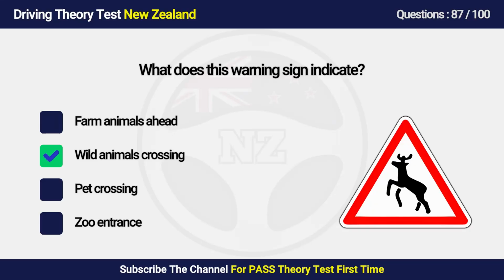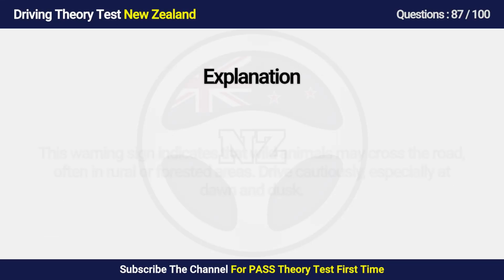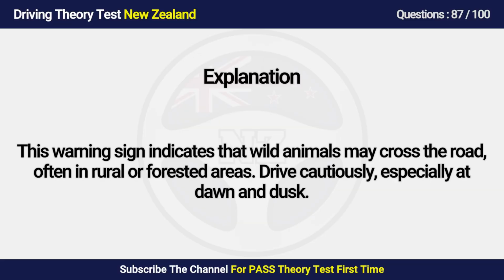Answer is B. Wild animals crossing. This warning sign indicates that wild animals may cross the road, often in rural or forested areas. Drive cautiously, especially at dawn and dusk.